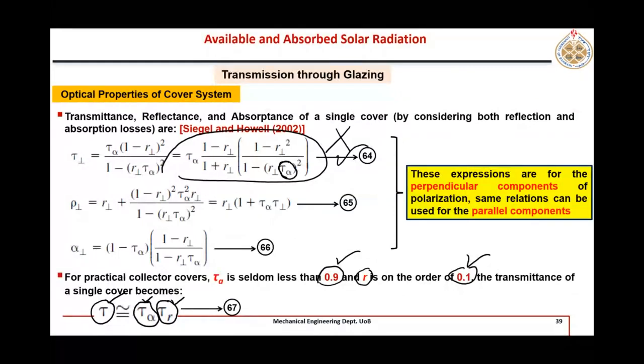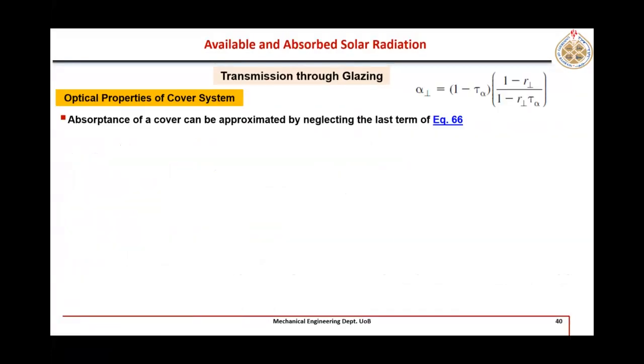Okay, but that is only valid for the covers which are used in solar collectors, not for other applications, because for solar collectors we use glass covers which have very high transmittance and very low reflectance. So then we can use this assumption, this simple equation. Let me finish that part, then we'll take a break.